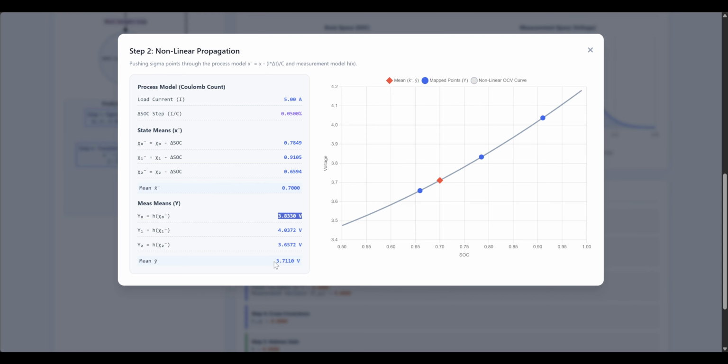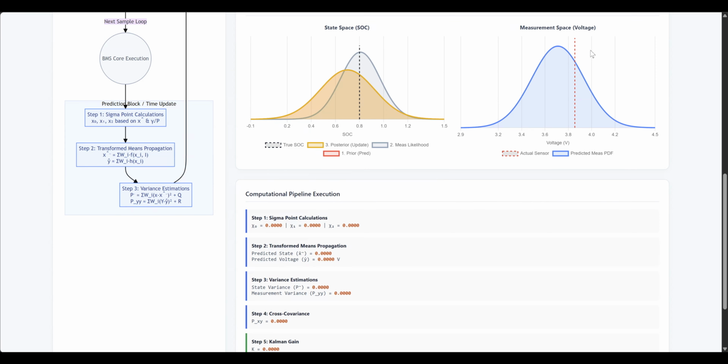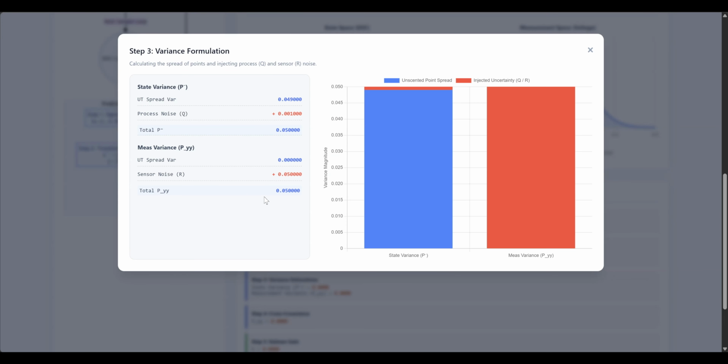So this is related to the terminal voltage because this will be used to update the system or the Kalman Gain. Okay, so in this particular tutorial, we will be looking into the estimate for the variance. So step 3 is related to the variance estimation or formulation.